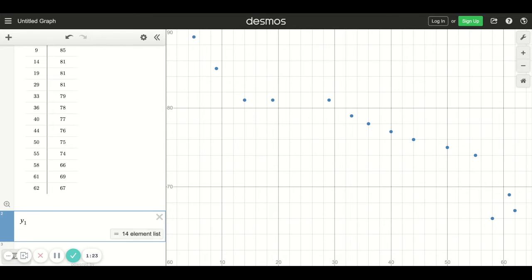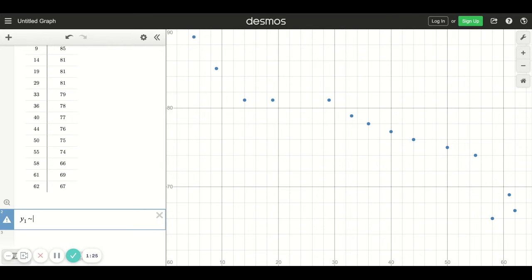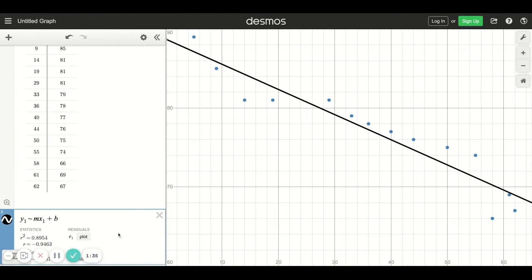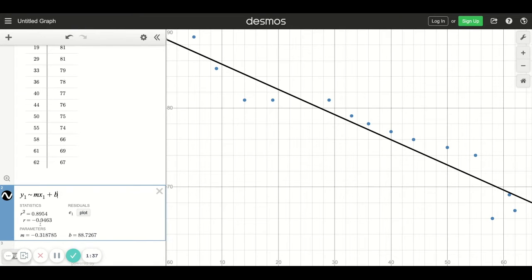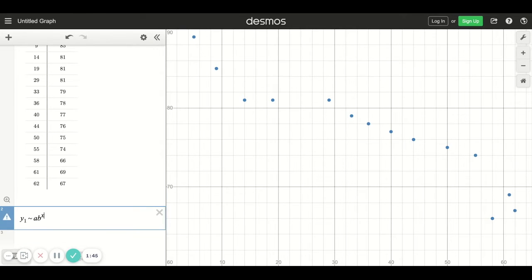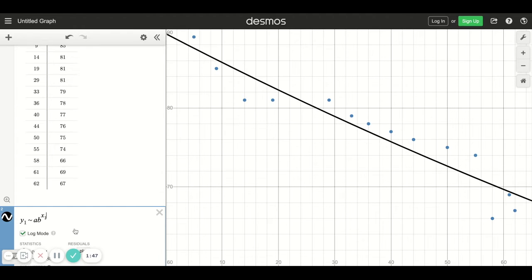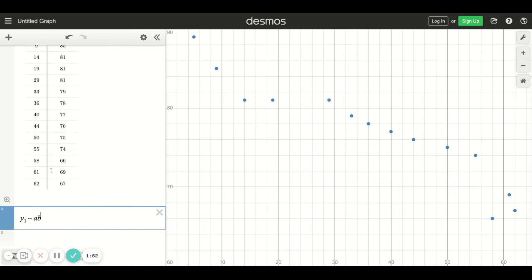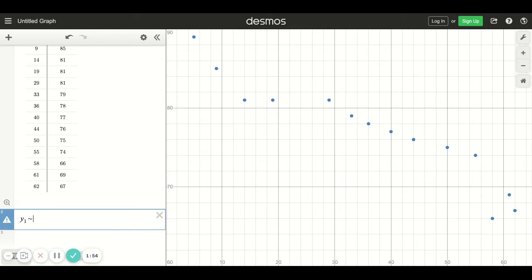We can say y1, use our tilde sign in that top left corner of your keyboard, and then go mx1 plus b. And then we get this correlation coefficient of negative 0.9463. Now, if I just quickly modify this and go a times b to the x1 power and turn on my log mode, you'll notice I get a 0.938, which is less than the linear. So I'm definitely going to go with a linear equation for my line of best fit.